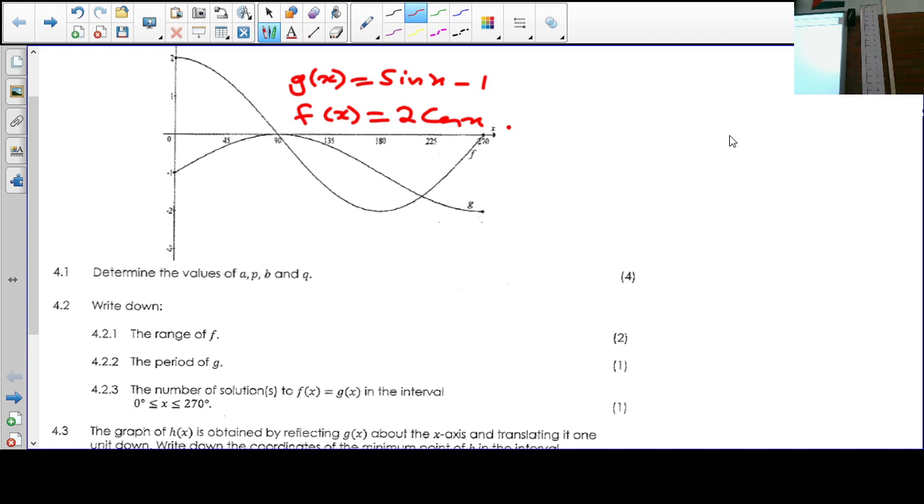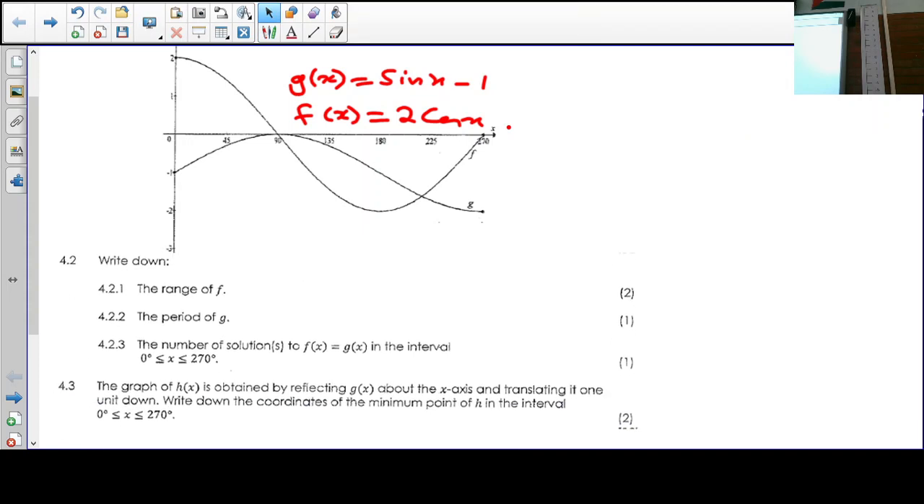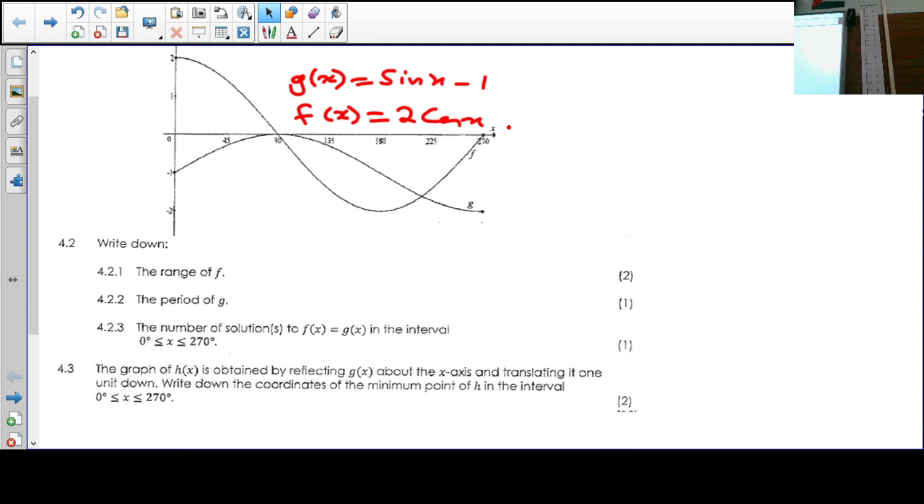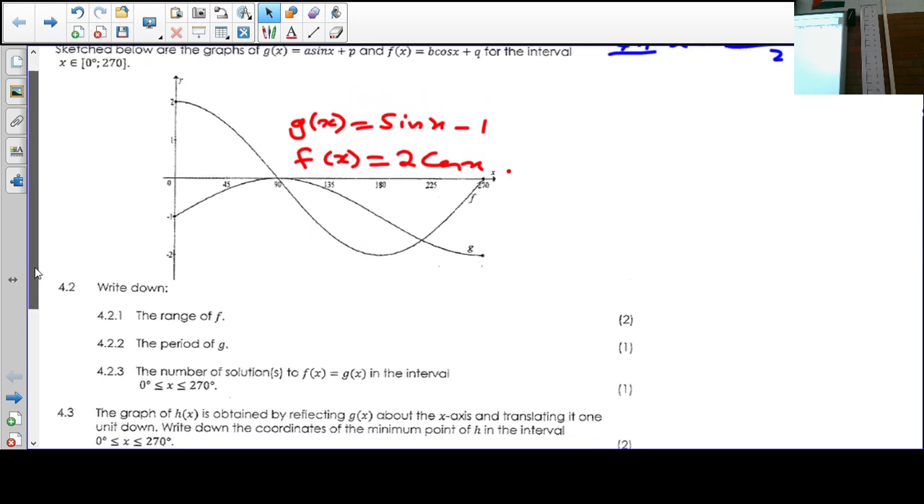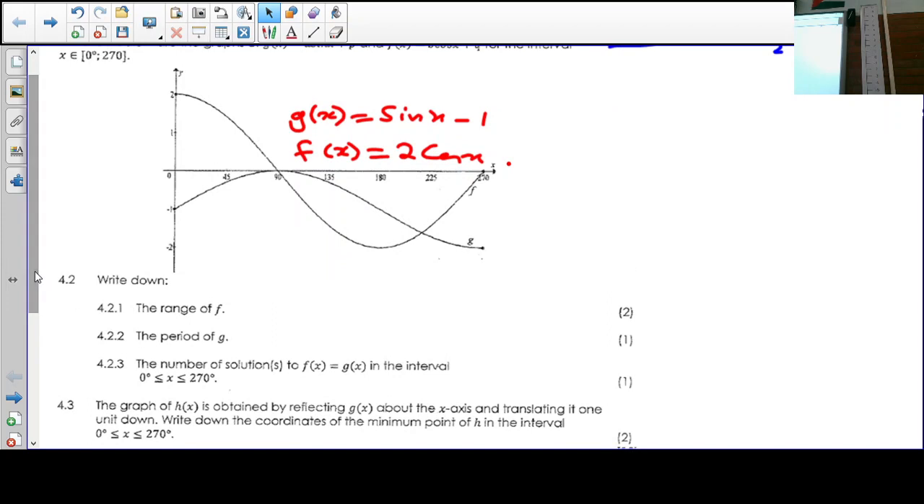So the first question says, okay, we've done the first question. The second question says, in 4.2, write down the range of f.